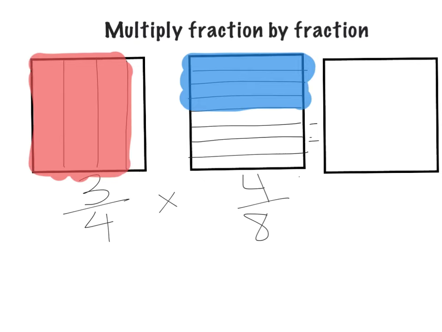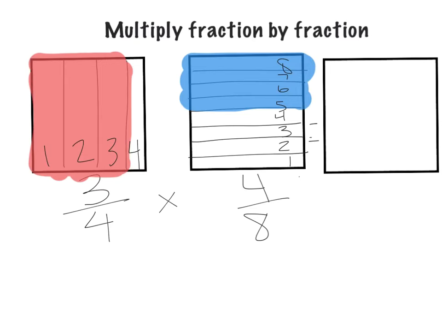Alright, so let's go to the next example. Multiply fraction by fraction. I have imported some squares, and I have divided this one into 4 pieces. And I have shaded in 3 pieces to represent the numerator. In the next one, I have cut it into 8 pieces as evenly as I possibly could, and I shaded in 4 sections just like the numerator represents.